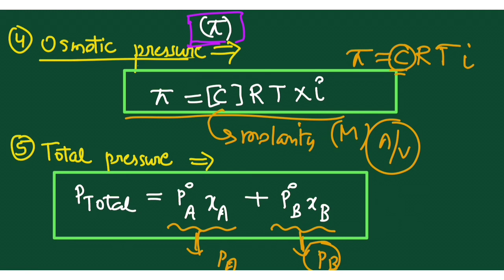Okay, now total pressure. If you are provided with any particular components and their pure vapor pressures and their mole fractions, then P total is equal to P naught A XA plus P naught B XB, where P naught A XA is the partial pressure of particular component A and P naught B XB is the partial pressure of component B. I hope it is clear to you. Now let's move to the next slide.